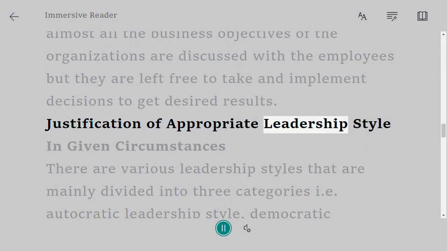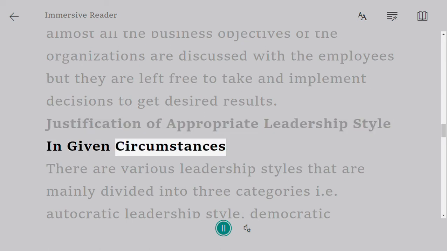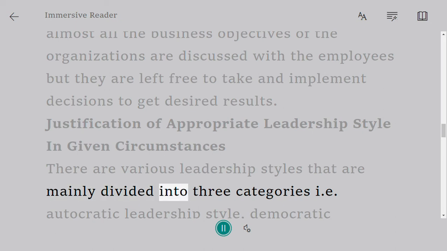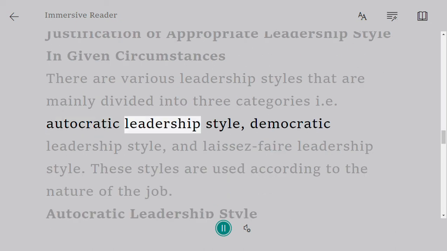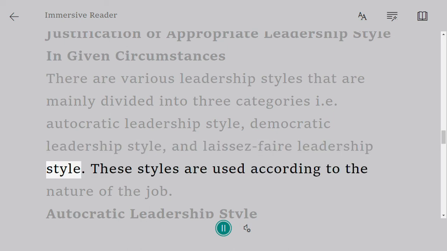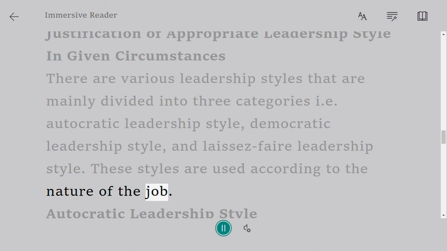Justification of appropriate leadership style in given circumstances. There are various leadership styles that are mainly divided into three categories, i.e. autocratic leadership style, democratic leadership style, and laissez-faire leadership style. These styles are used according to the nature of the job.